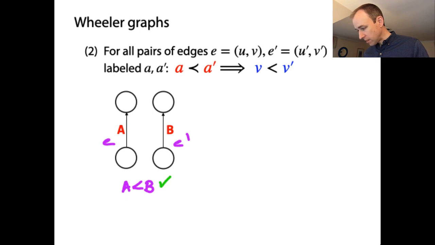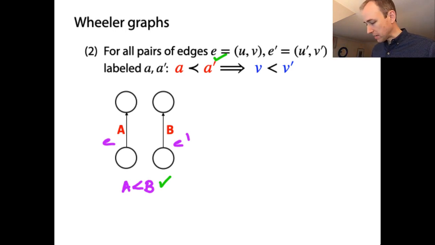Right? The left-hand side is true. Okay, so when the left-hand side is true, the right-hand side also has to be true. And what that tells us is that in the node ordering, the destinations of these nodes have to be such that the one on the left comes before the one on the right.